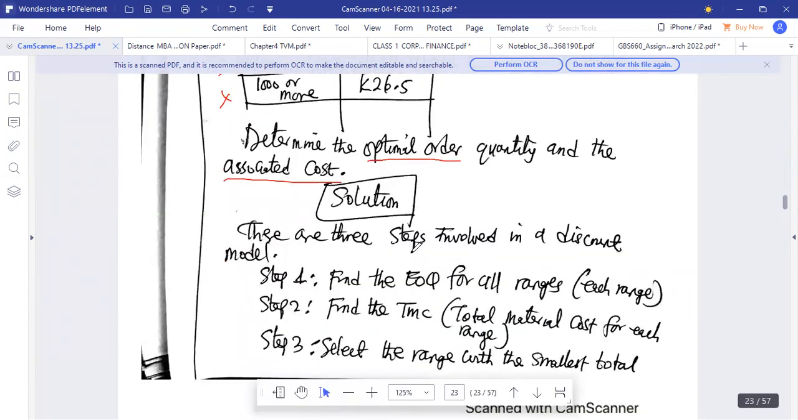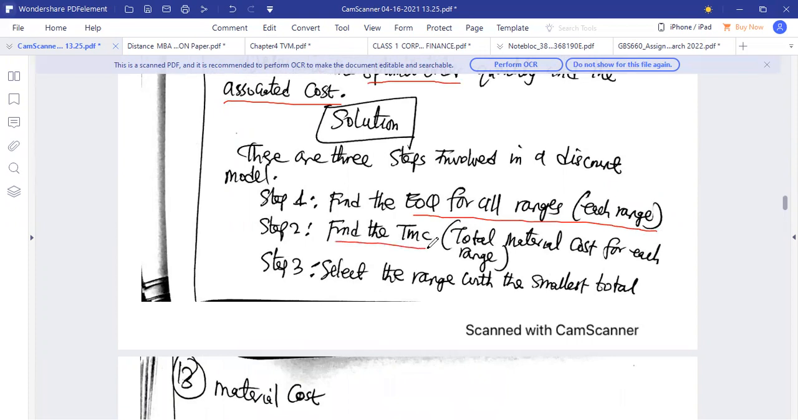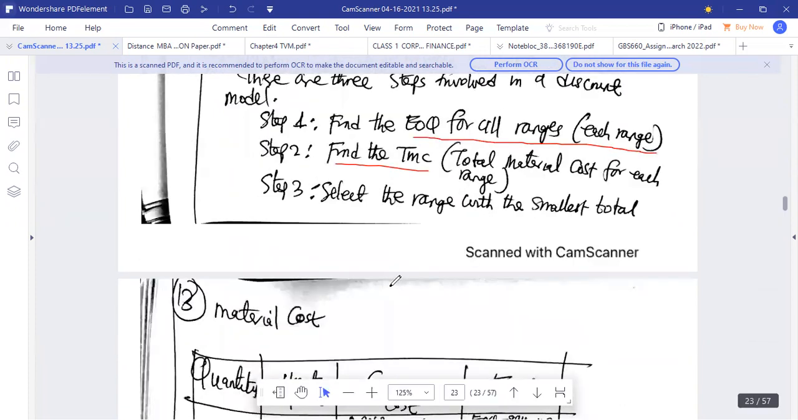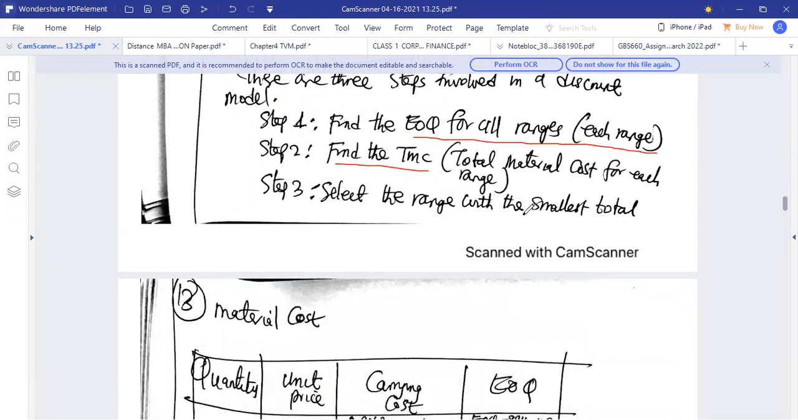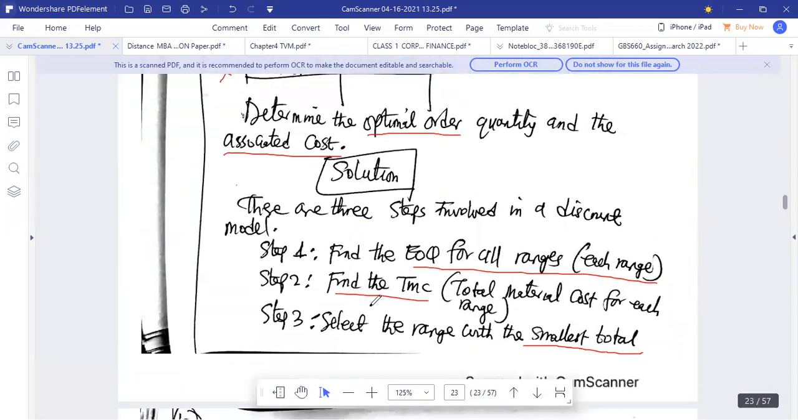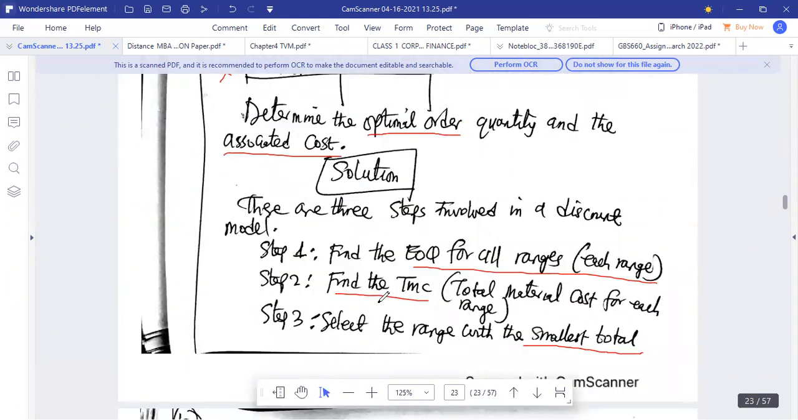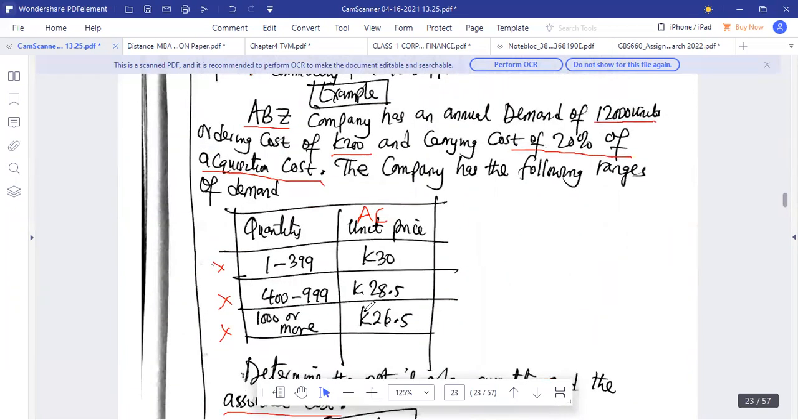There are 3 steps involved in the discount model. Step 1, you find the EOQ for all ranges. So for each range, you find the EOQ. Then you find the TMC, which is the total material cost for each range. And then the last step, we select the range with the smallest total material cost. So this is what this model is all about. You go through the 3 rules of the game, and you get the optimal order quantity that the firm should order.